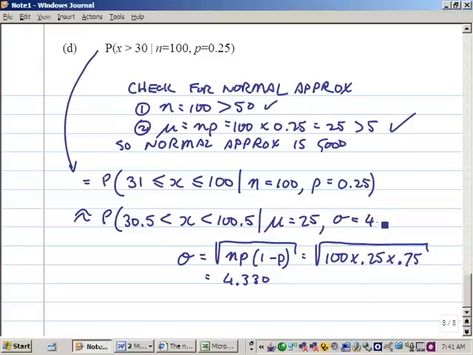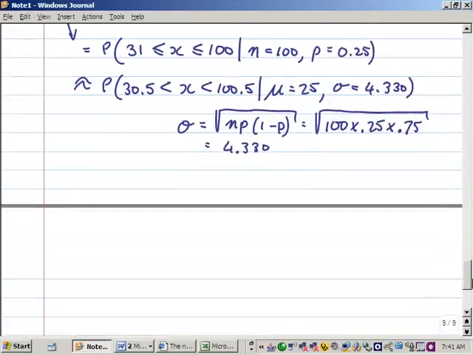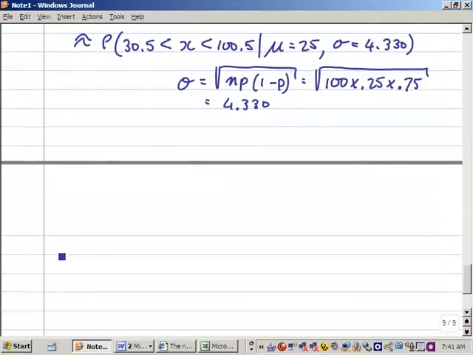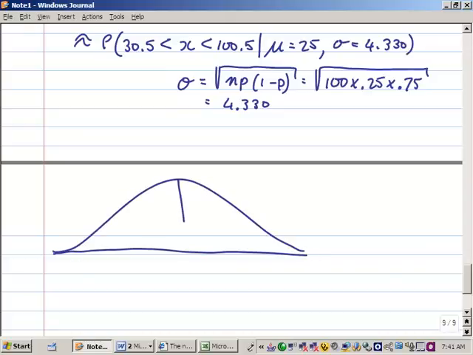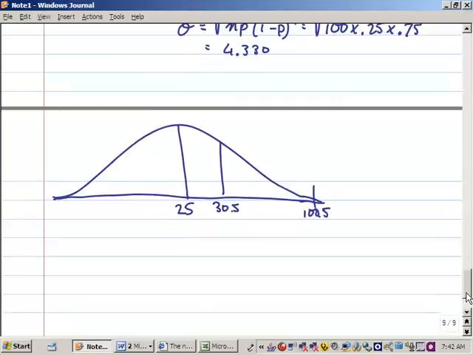Okay, and now we can complete our normal probability statement. So there's our problem. The mean is 25. These two limits are above the mean of 25. So first thing, as before, is to draw the diagram. Mean 25. We have two limits, 30.5 and 100.5, which will likely be a long way away from the middle of the distribution.